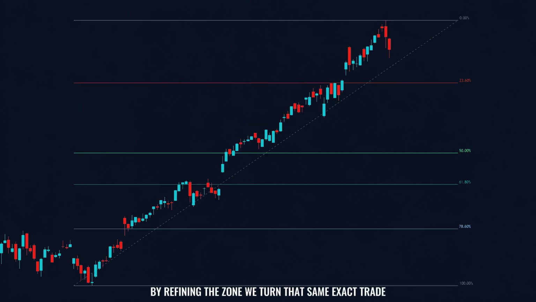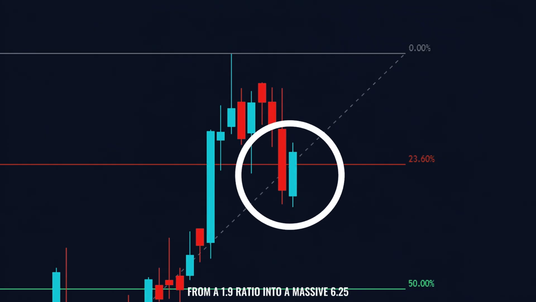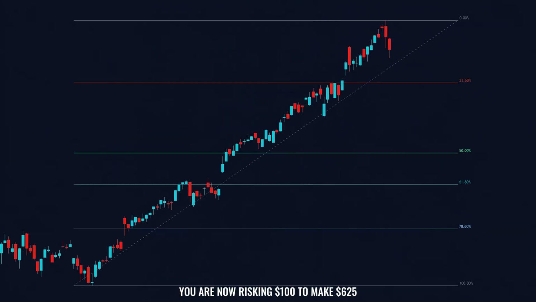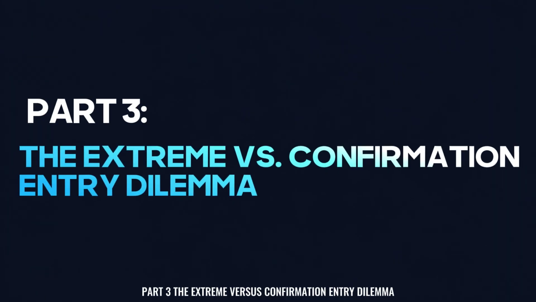By refining the zone, we turn that same exact trade with the same profit target from a 1.9 ratio into a massive 6.25 risk-to-reward ratio. You are now risking $100 to make $625.